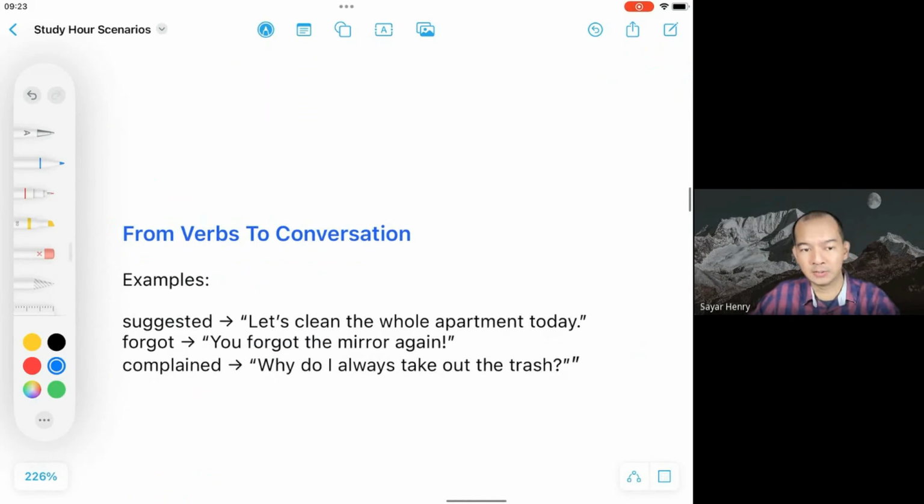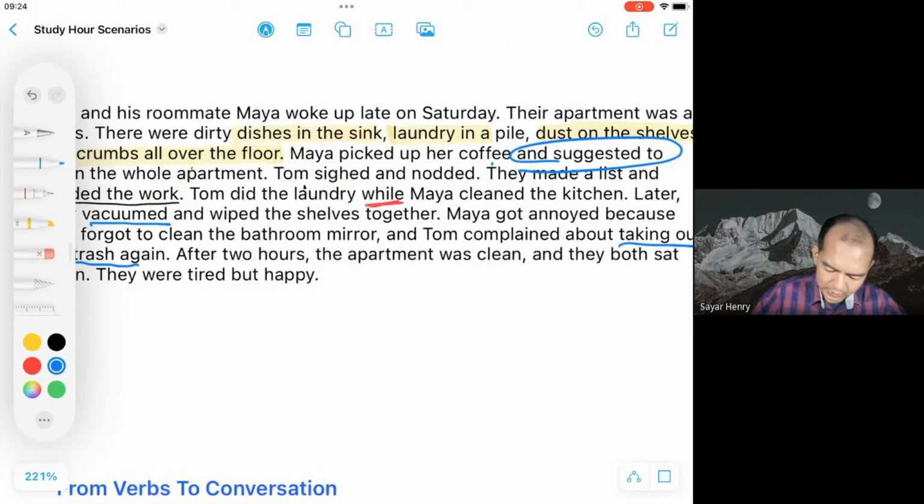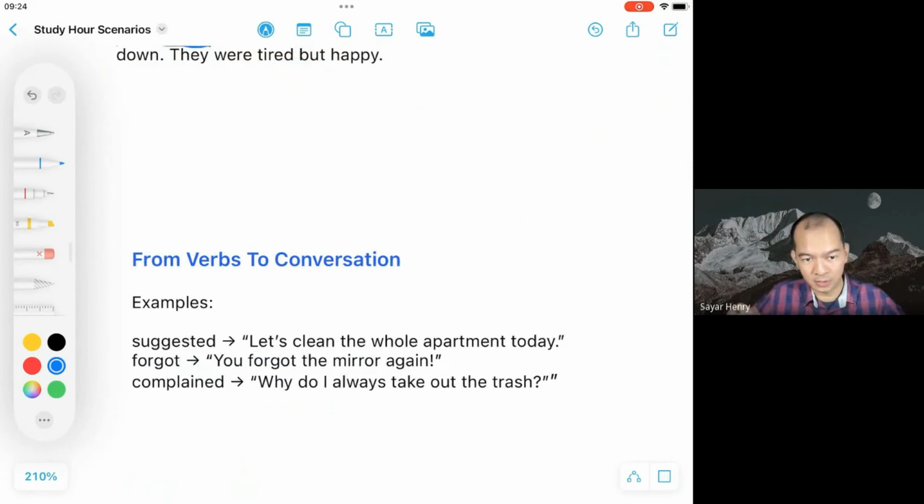When you see the verb suggested, this is coming from this part over here. Maya picked up her coffee and suggested to clean the whole apartment. When you see that verb, that means somebody is saying something to another person, right? Let's clean the whole apartment today. There are multiple ways to say that, so we will also try to figure that out together, and you will have to shout out loud, okay?